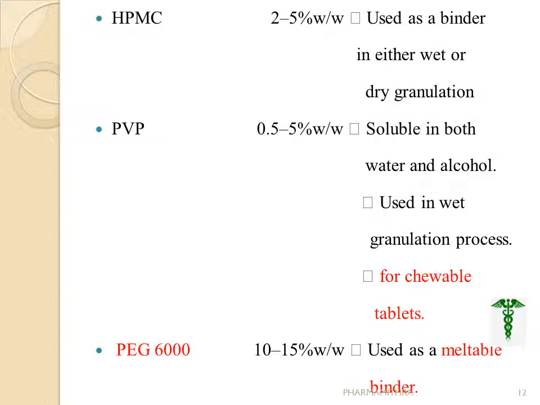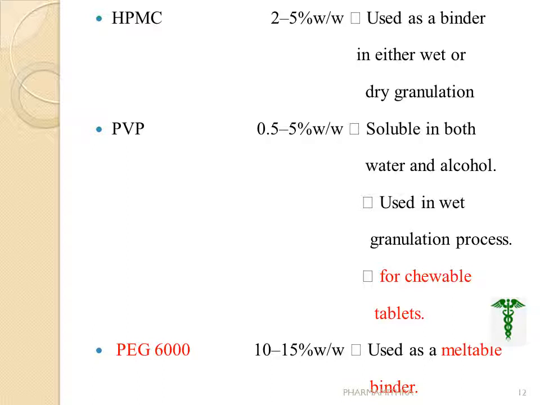Going to the HPMC, its percentage is 2 to 5% weight by weight. It is used as a binder in both wet and dry granulation. In case of PVP, that is polyvinyl pyrrolidone, the concentration needed is very low, 0.5 to 5% is effective. It is soluble in both water and alcohol, so it can be used in the wet granulation process. This PVP is mainly used in the preparation of chewable tablets.